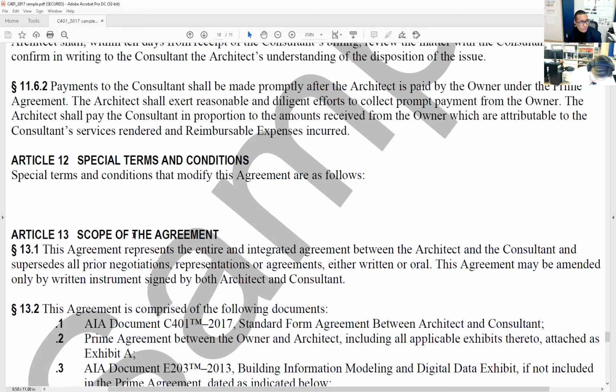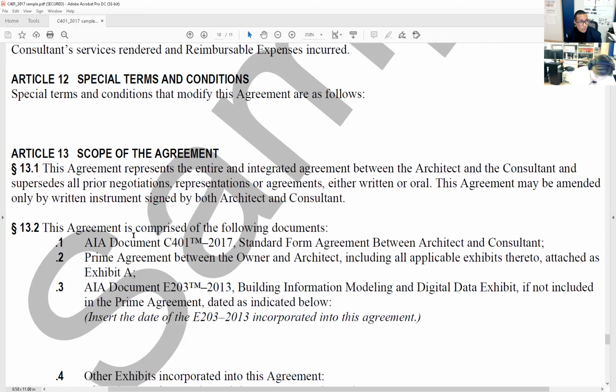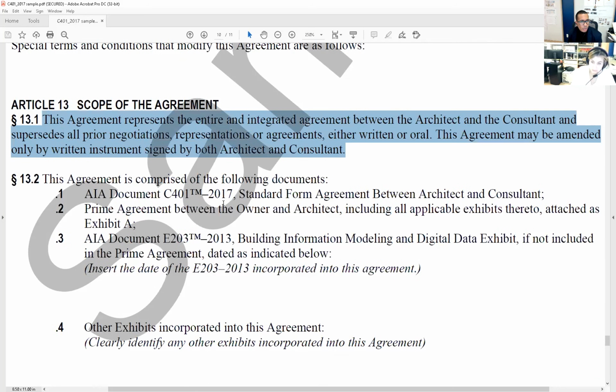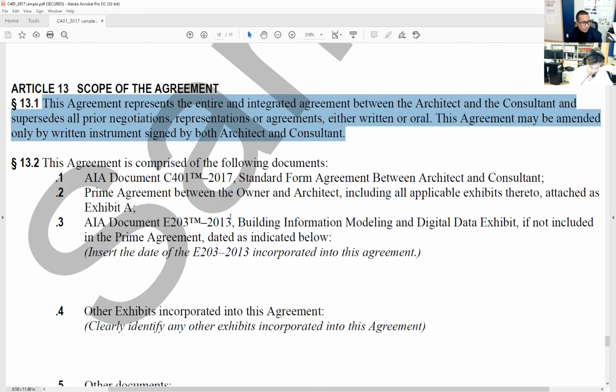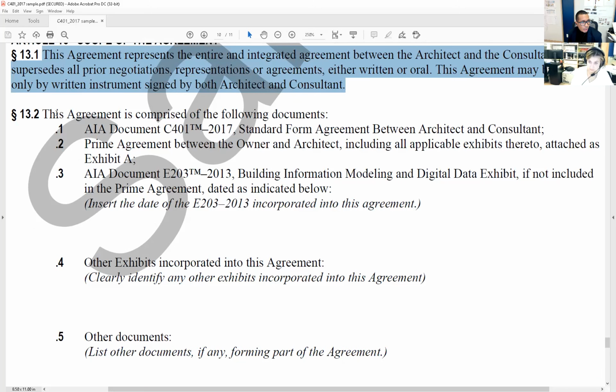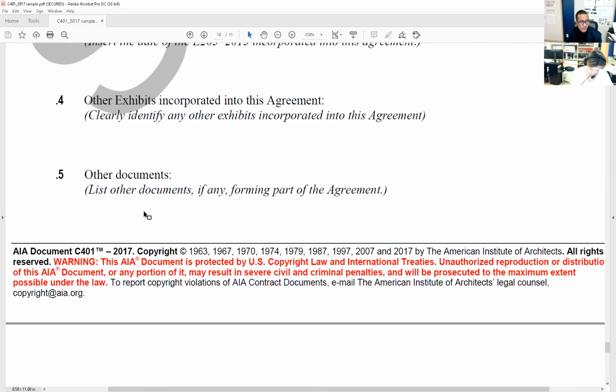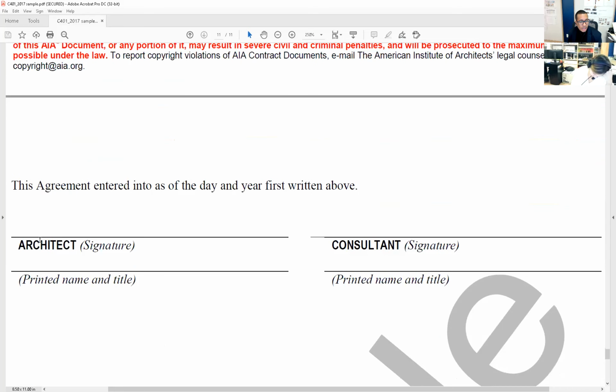And then we go to special terms and conditions, if there's any. Then we go to our last section, which is the scope of the agreement. And again, it's saying it has to be lawful, right? And it relates to the prime agreement again. And this agreement is comprised of what? So this agreement is the agreement itself and the prime agreement with any exhibits associated with it and any other exhibits associated with it. And who signs this? The architect and the consultant.